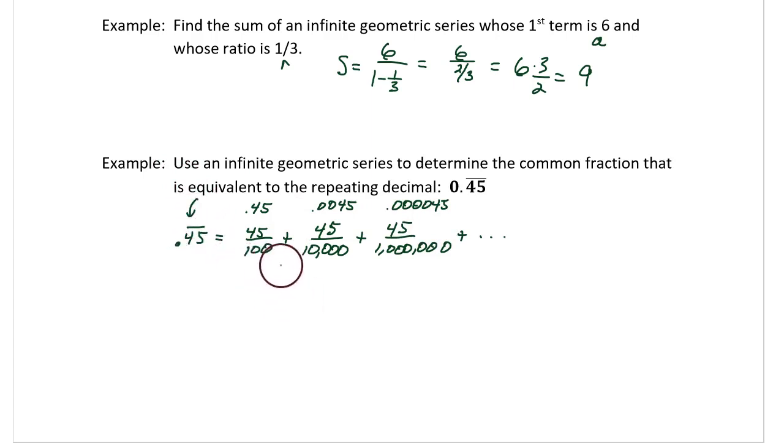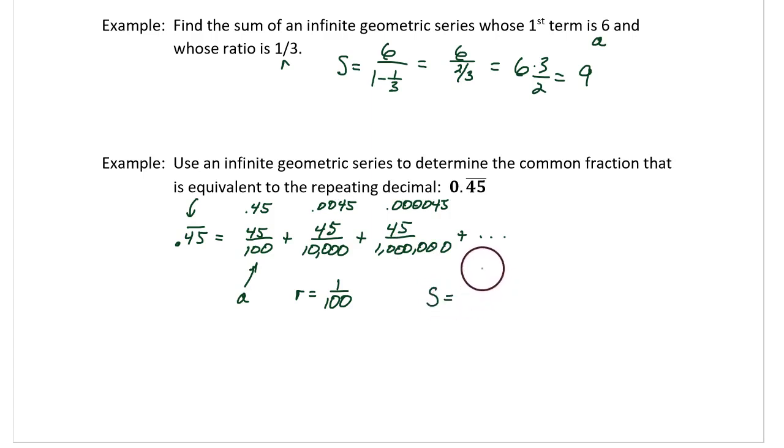This is an infinite geometric series. We can see that the first term right there is our value of a, and we can figure out what r is equal to. R is 1 over 100. Because you would multiply the first term by 1 over 100 to make this next term. And you would multiply the second term by 1 over 100 to make this term here. So we can find the sum using our formula.